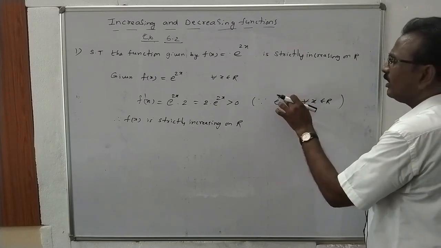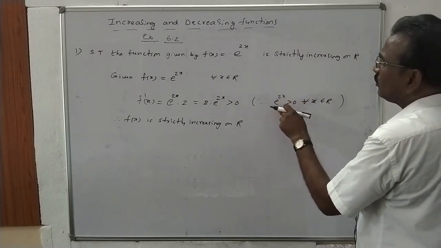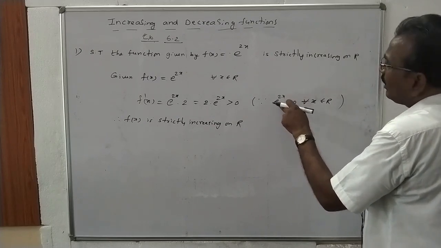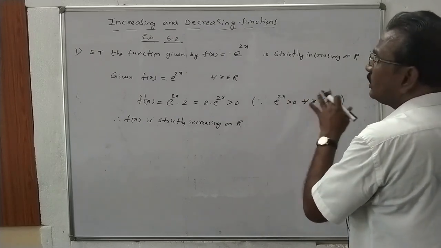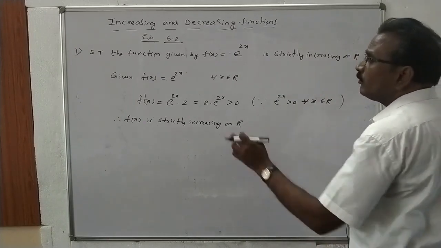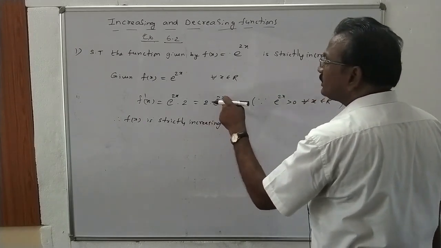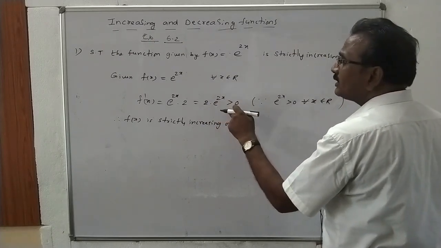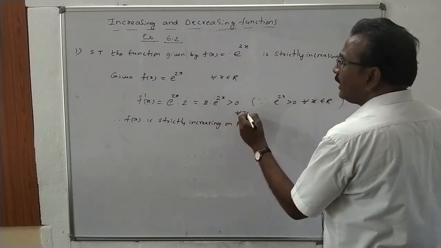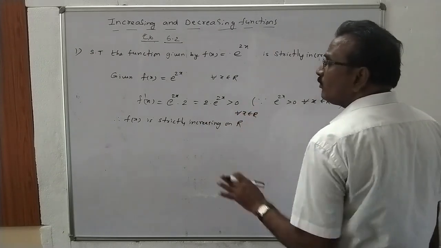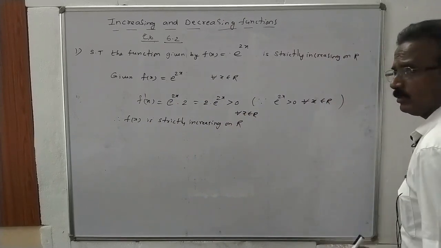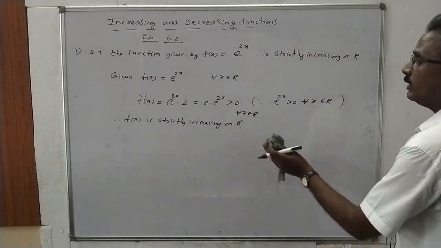Take any real number. Suppose x is equal to 0, e power 0 is 1, so that is greater than 0. Take any value, that value is always positive only. So therefore here 2 is positive, e power 2x is positive for any real number x. Therefore 2 into e power 2x is greater than 0 for all x belongs to R. So therefore f of x is strictly increasing on the given interval, the set of all real numbers.